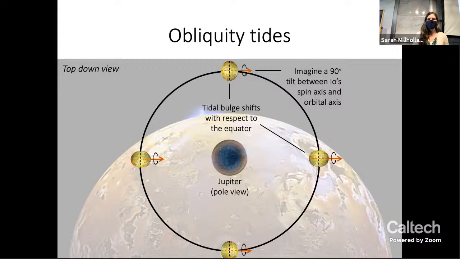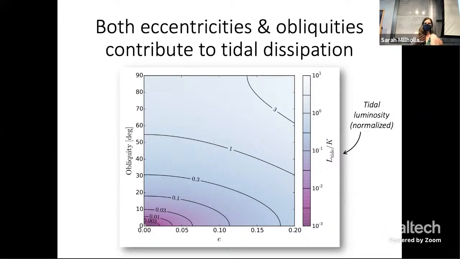So both these eccentricity tides and obliquity tides contribute strongly to tidal heating. And here's a look at the normalized tidal luminosity in these two dimensions, eccentricity and obliquity. Earlier on, I mentioned that these close-in multi-transiting systems generally have pretty low eccentricities. And so that means that in this regime, these obliquity tides can be a several orders of magnitude stronger effect than the eccentricity tides.